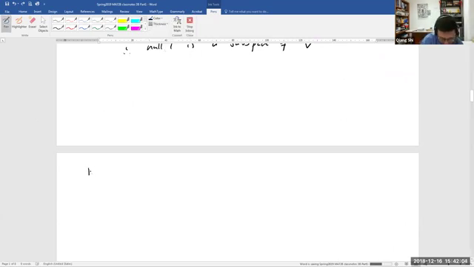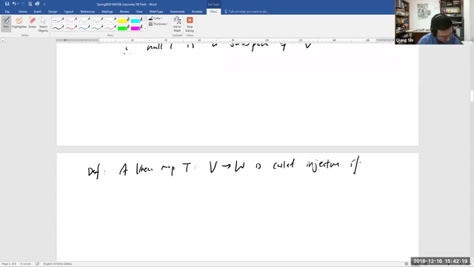Here's our definition, saying a linear map T from V to W is called injective if whenever u and v, two vectors from the vector space V, satisfy T of u equal to T of v, then we always know u and v equal each other. If two things have the same output, then they are equal. So this is exactly the same concept as the one-to-one functions you have seen before.